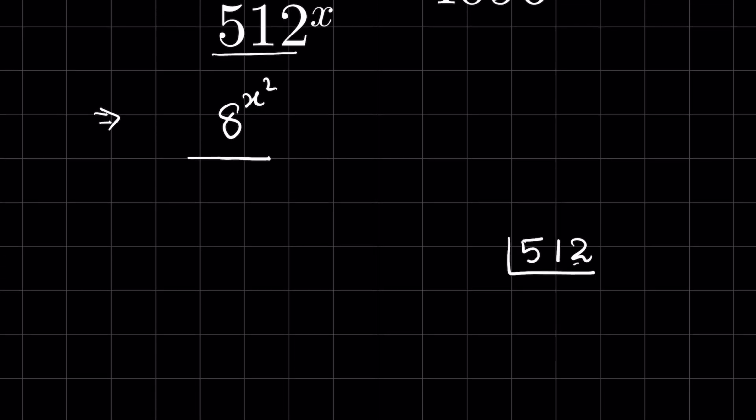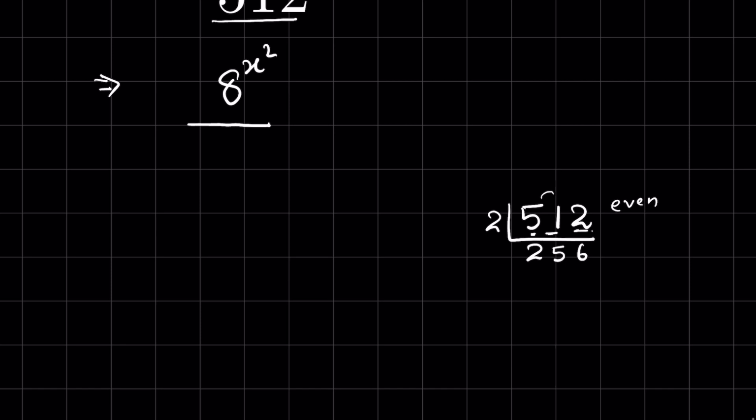At the end of the 512 we have an even number. So this is divisible by 2. We can start dividing it by 2. 2 times 2 is 4. 1 is carryover. Then this is 11. 2 times 5 is 10. And 2 times 6 is 12. So this is how we divide.